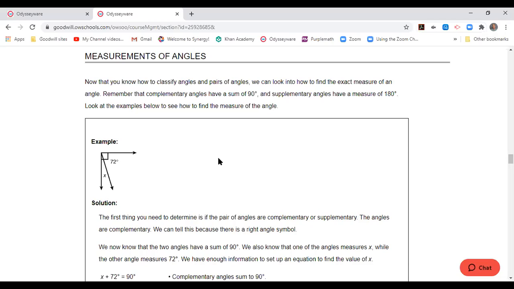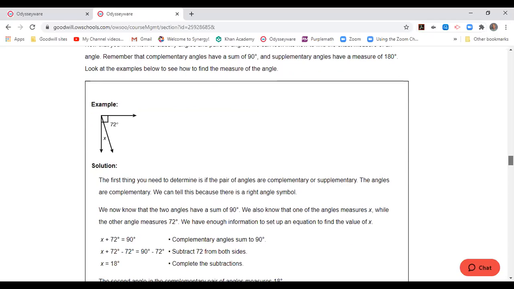Two angles together equal 90. 72 plus x has to equal 90. You've got the right angle symbol in the corner there, so you know it's 90 total. So it's a simple calculation to figure out what x is. You just take 72 away from 90. And a lot of these calculations for angle measurements are going to be like that.